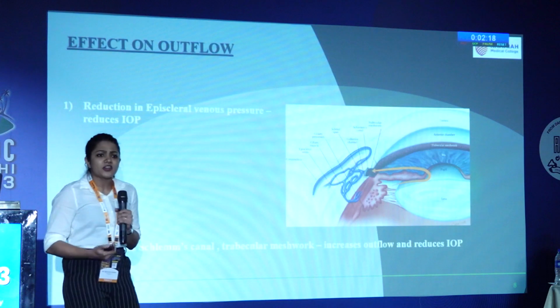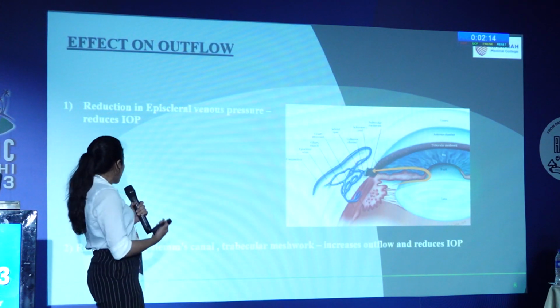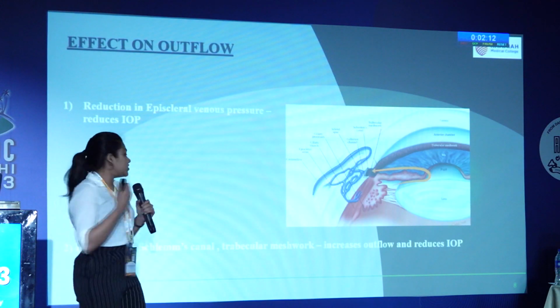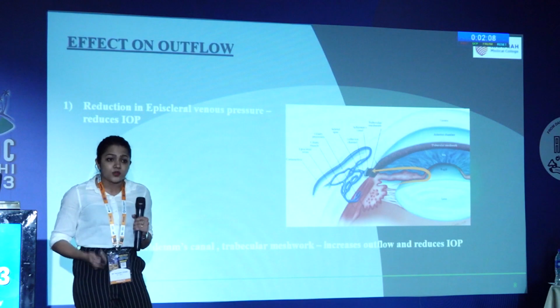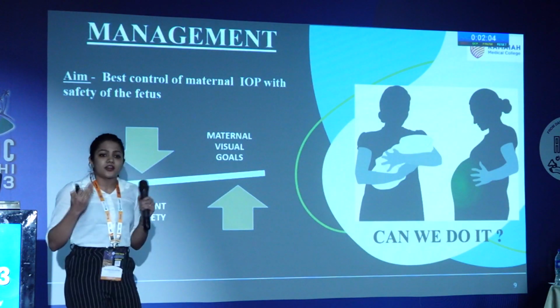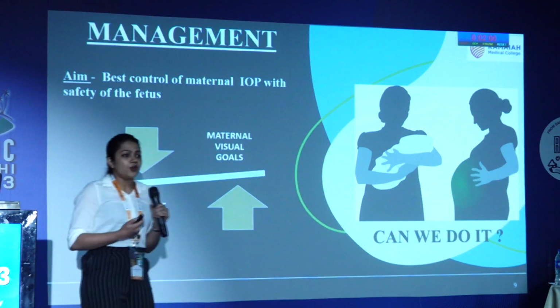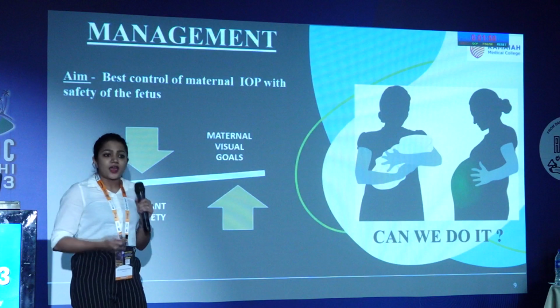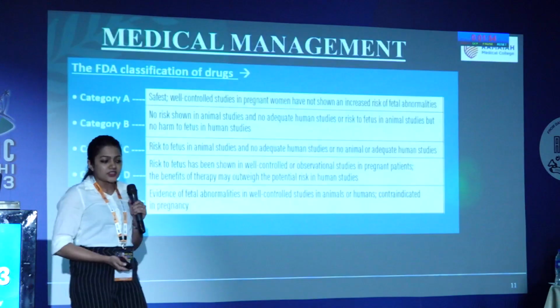Apart from this, we also have relaxin, the pregnancy hormone, which causes extracellular matrix remodeling at the level of the Schlemm's canal and the trabecular meshwork, which increases the outflow, thus reducing the intraocular pressure. So despite the normal physiological reduction in intraocular pressure, if we have a raised intraocular pressure, what do we do? We reduce the IOP and also ensure infant safety. These are the treatment modalities that are available.